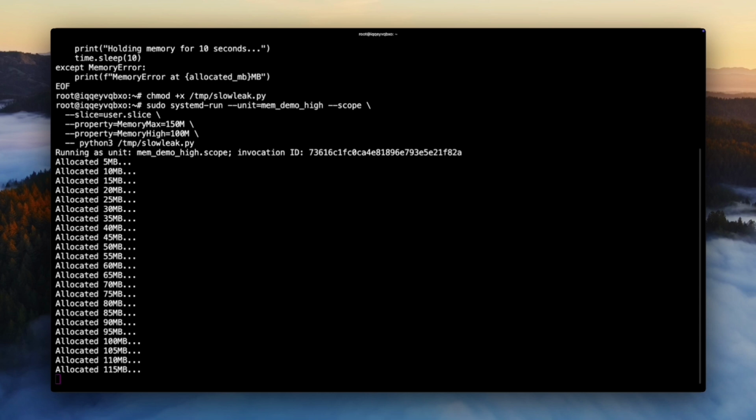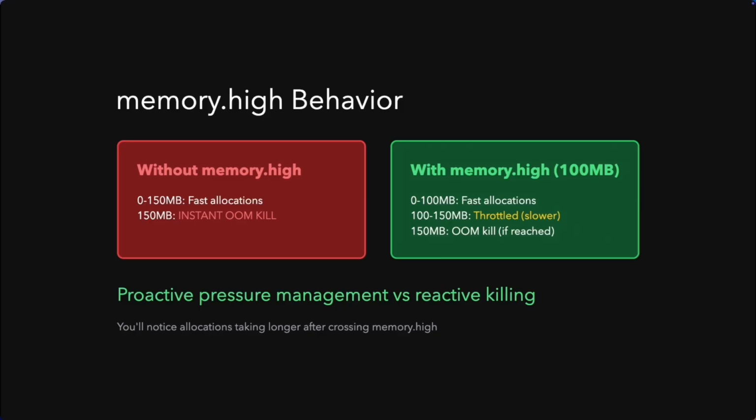And the key difference is that without memory.high, fast allocations until 150 megabytes, then instant OOM kill, but with memory.high, fast until 100 megabytes, throttled between 100 and 150 megabytes, and then OOM kill at 150 megabytes. So, I think that's clear.